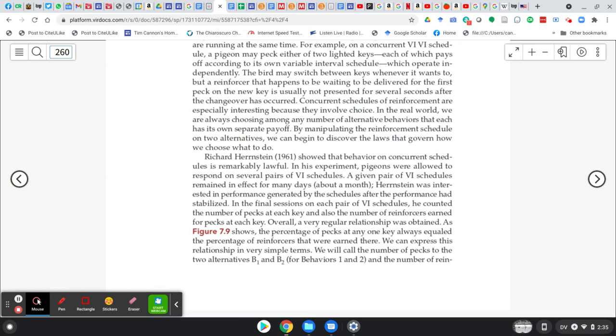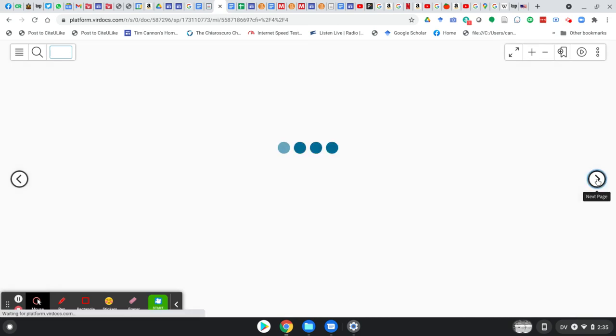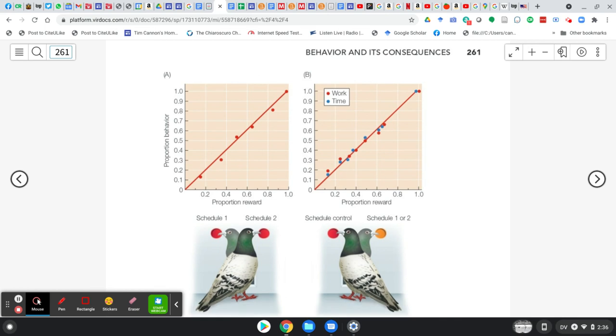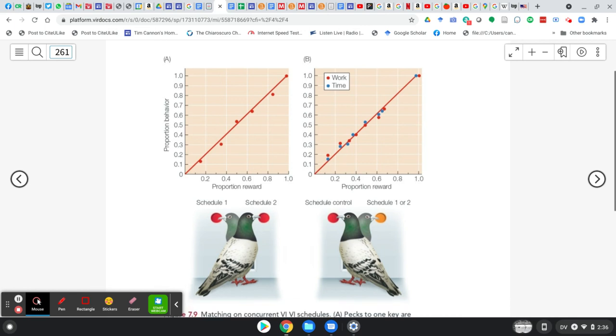So VI schedules are popular here. Why? Because they're useful for research. Do they exist in the real world? Sure, but the other schedules I think are often more important. And you've got B1 and B2, two different behaviors, and there's little bits of algebra here to look at. And the way they match behavior to reinforcement is really extremely good.